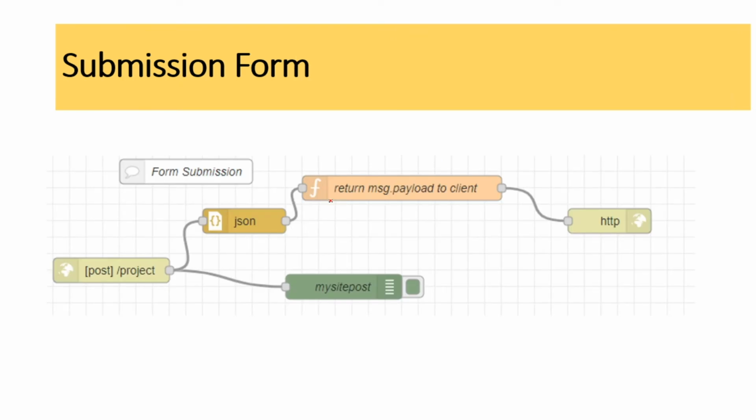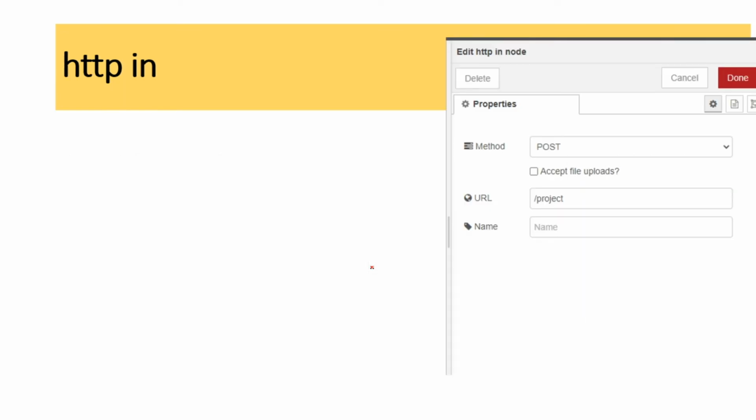Next we are going to see the submission form. In this submission form, in order to differentiate it, I just brought in this comment node also. So this is your form submission. I'm going to have the same HTTP in, JSON, function node and HTTP response. In the HTTP in node, the method is going to be post, and the URL name is the project name. We have given it earlier in the function node, so that same thing we are going to use here.